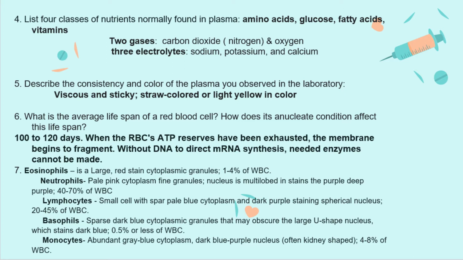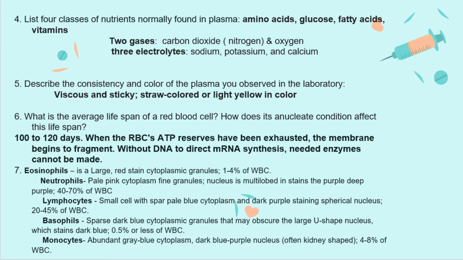For neutrophils, pale pink cytoplasm with fine granules. The nucleus is multilobed and stains deep purple. 40 to 70% of white blood cells. For lymphocytes, a small cell with sparse pale blue cytoplasm and a dark purple staining spherical nucleus, 20 to 45% of WBC or white blood cells.